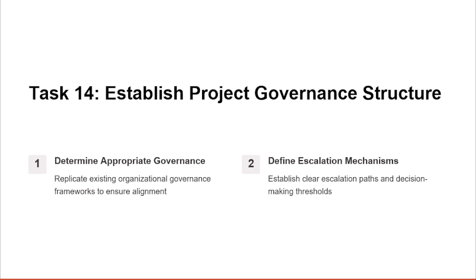So escalation paths ensure that issues and decisions are addressed at the appropriate level of authority. Defining the thresholds for escalation, such as cost overruns, schedule delays, or risk events, ensures that the project team understands when to seek higher-level intervention to avoid delays or project failure.